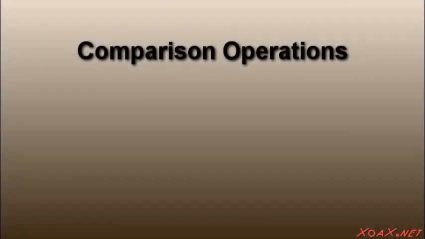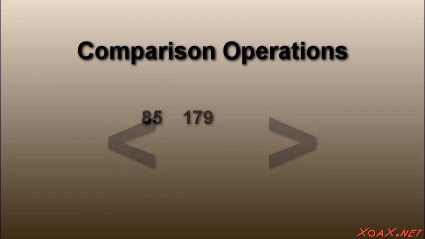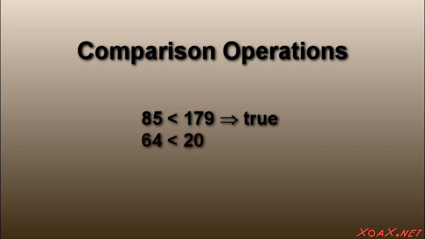A comparison is an operation that compares two elements and determines whether or not the elements satisfy the given order relationship. The typical comparison operations are less than and greater than. With a comparison, we take two elements like 85 and 179 and apply a comparison operation like less than to determine whether 85 is less than 179. In this case, the operation will report that the relationship is true. On the other hand, when our less than operation is applied to two other numbers like 64 and 20, the operation will report that the relationship is false.